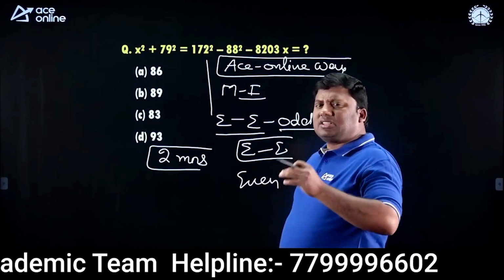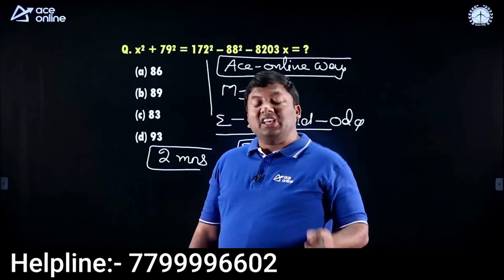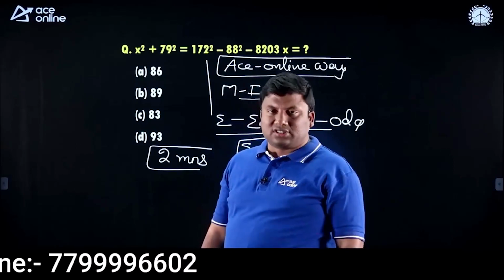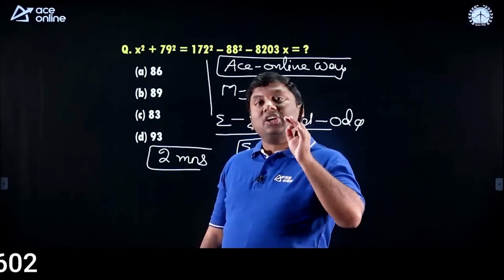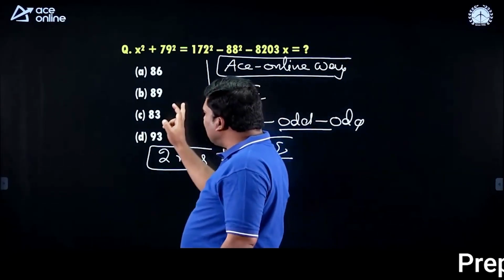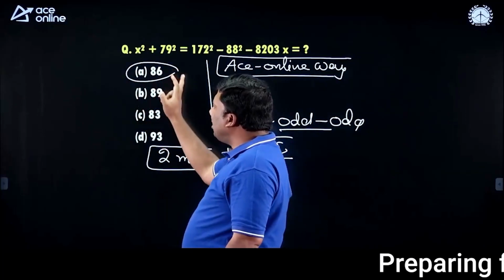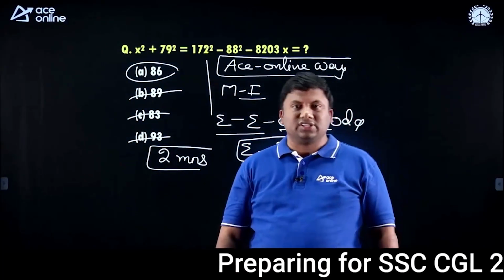The greatest success of the SSC CGL administrative body is in creating wonderful questions. The greatest success of ACE Online is to teach you the techniques using various ways. Here, only one option is an even number. Case closed, the answer is 86.